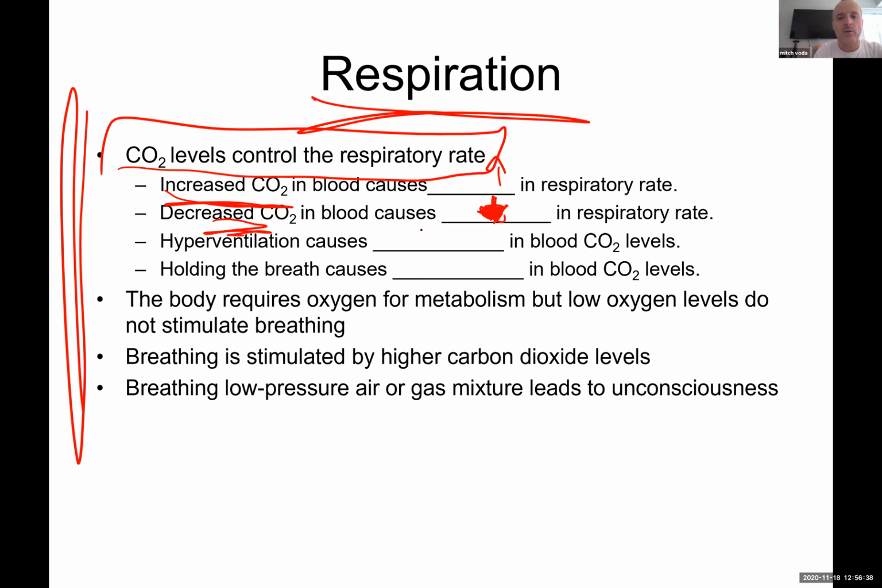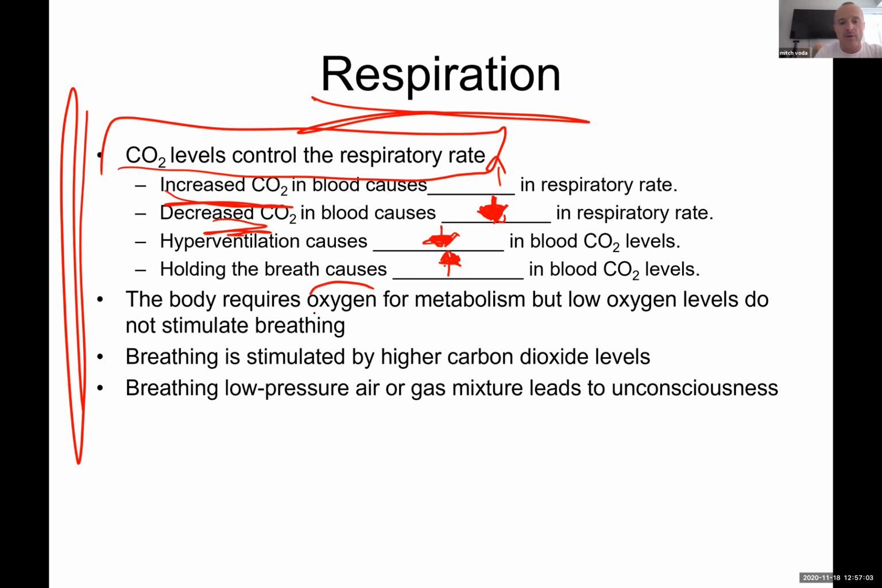This week, yes, we're doing the respiratory rates in the lab. Hyperventilation causes a decrease in blood CO2 levels, and holding your breath increases the carbon dioxide level.